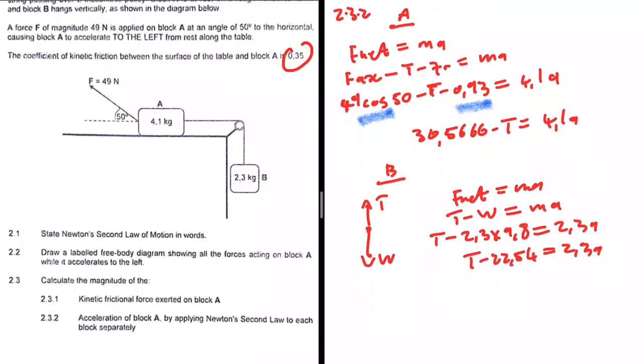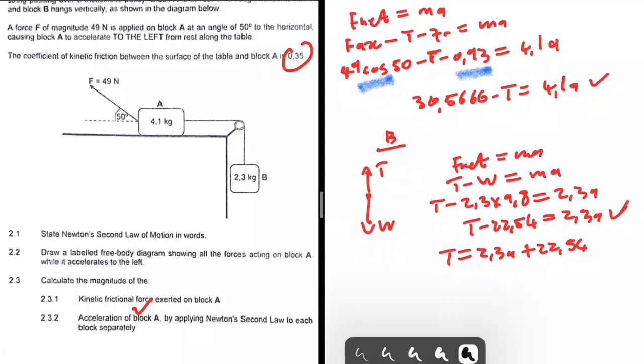What do I want to calculate? I want to calculate the acceleration. So I can make the tension the subject of the formula in this equation and then substitute into the first equation. Or I can just add the two equations. But in this case, I think it is easier if I make tension the subject of the formula. So T is going to be equal to 2.3a plus 22.54. Even if you add the two equations, it would still be fine. I think this is the first time I'm actually doing this. Usually I just add the two equations, but it doesn't really matter, right? The math is correct, we know that for sure.